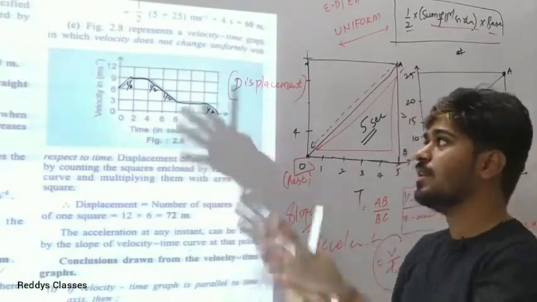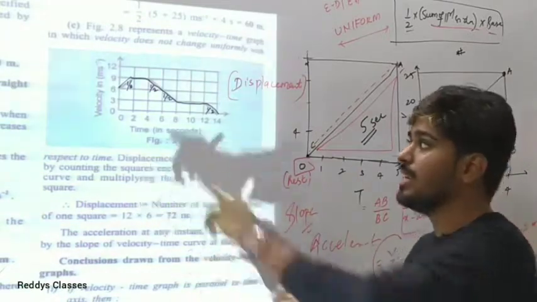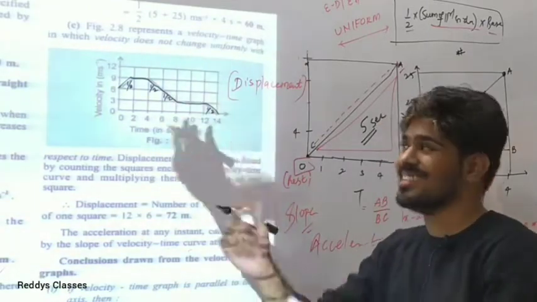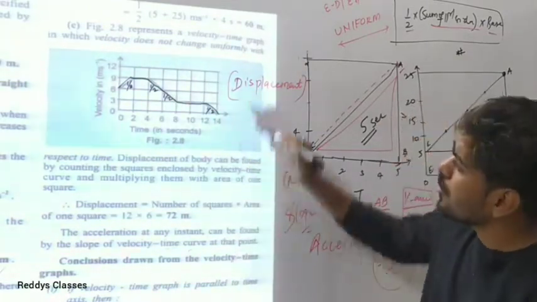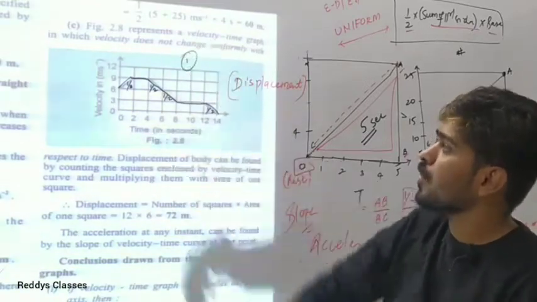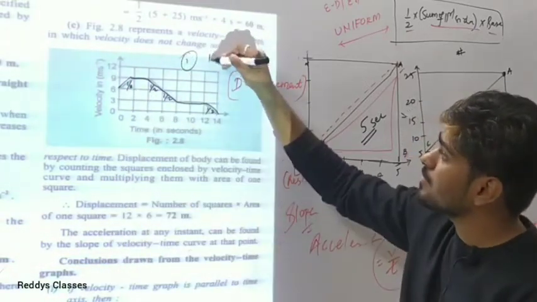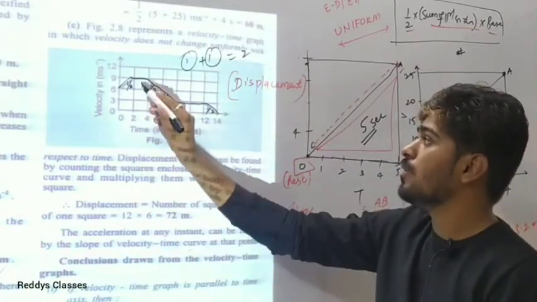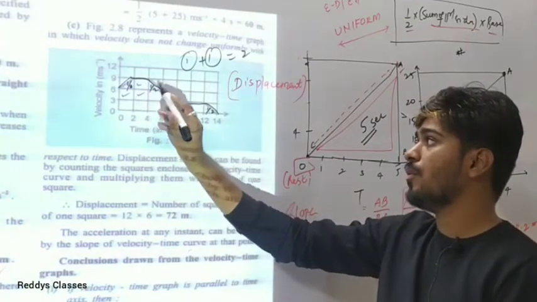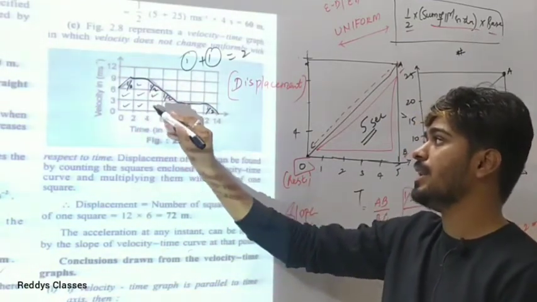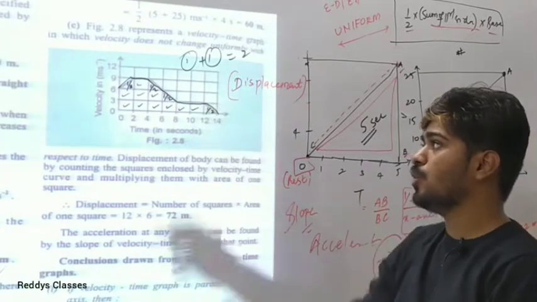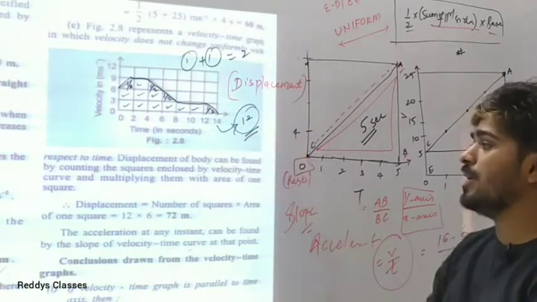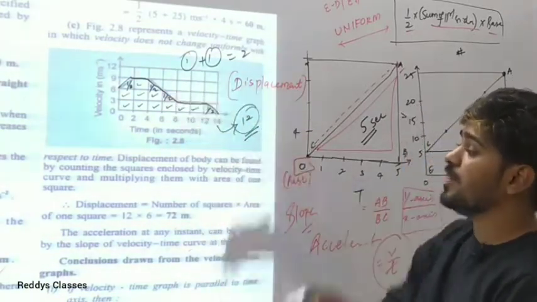Actually, what is the velocity in the whole scenario? In the graph you can see the velocity time graph is this one. This is not a straight line. This is irregular. So first of all, this half and this half becomes 1. This half becomes 1. 1 plus 1 is 2. We have 2. Now 3, 4, 5, 6, 7, 8, 9, 10, 11, 12. In how many squares does displacement take place?